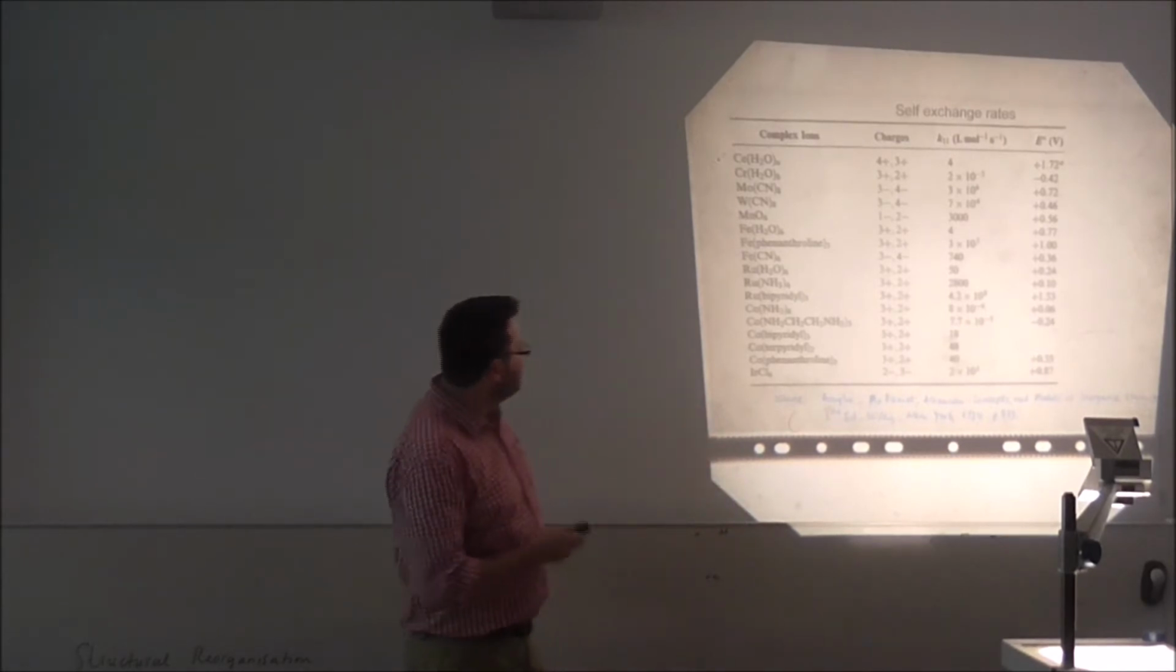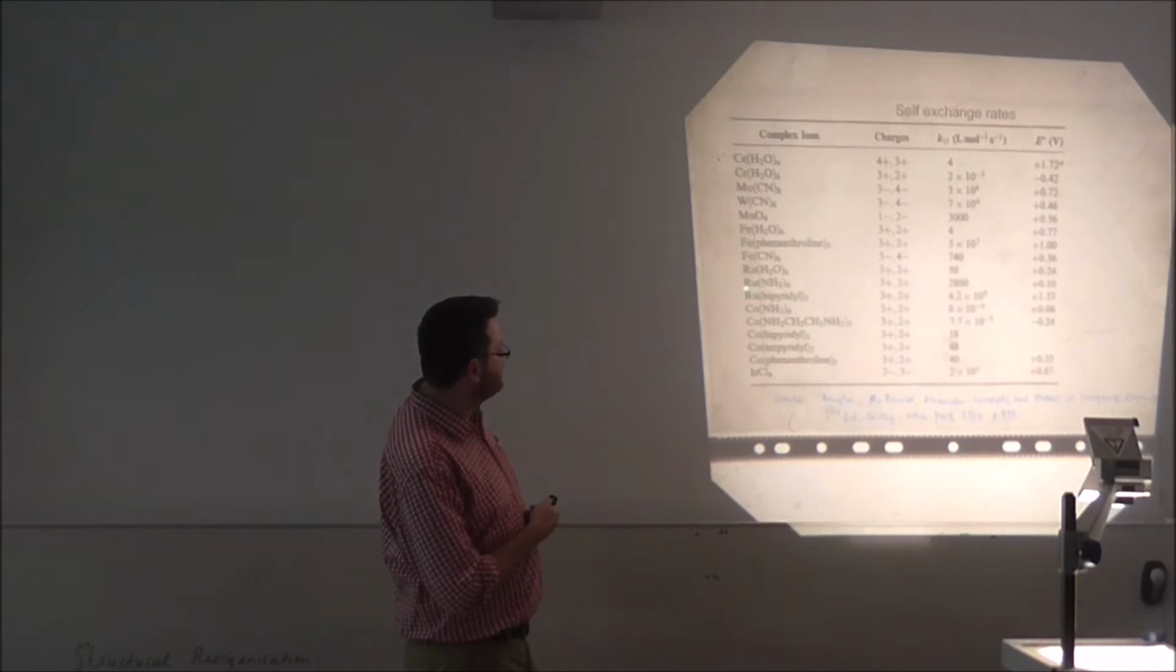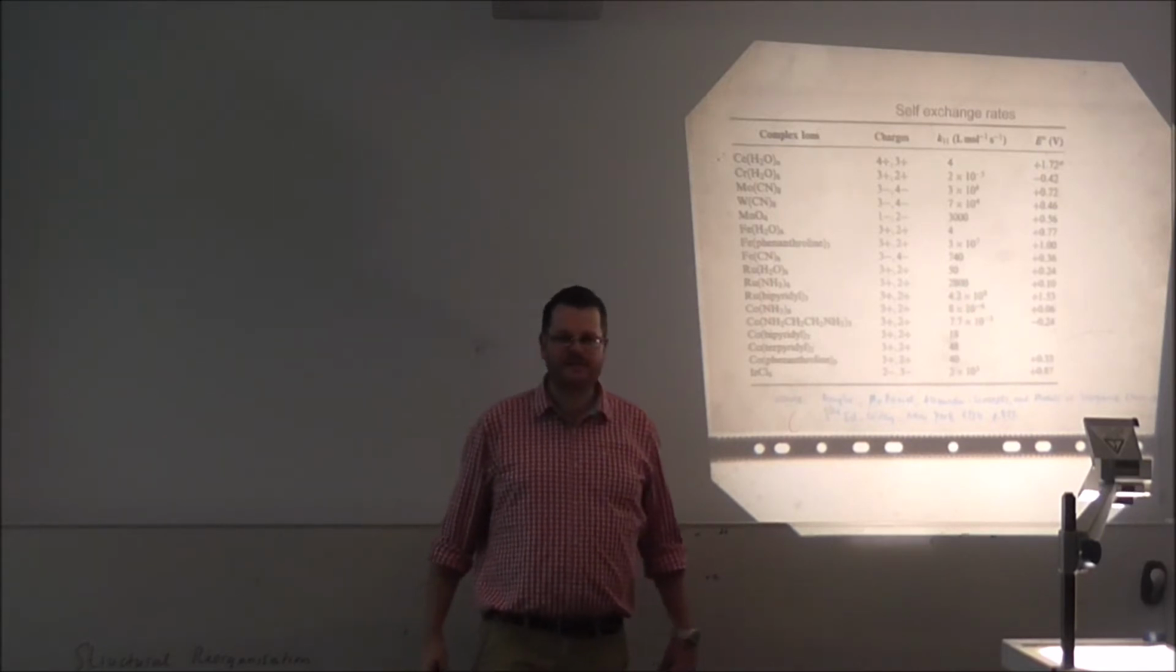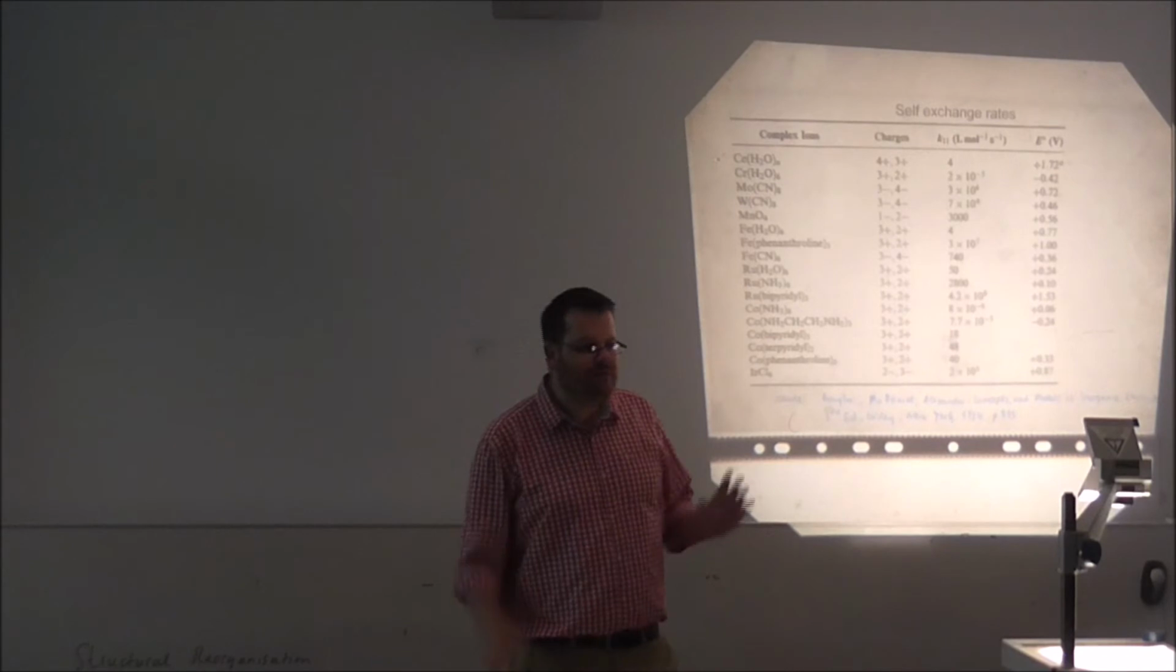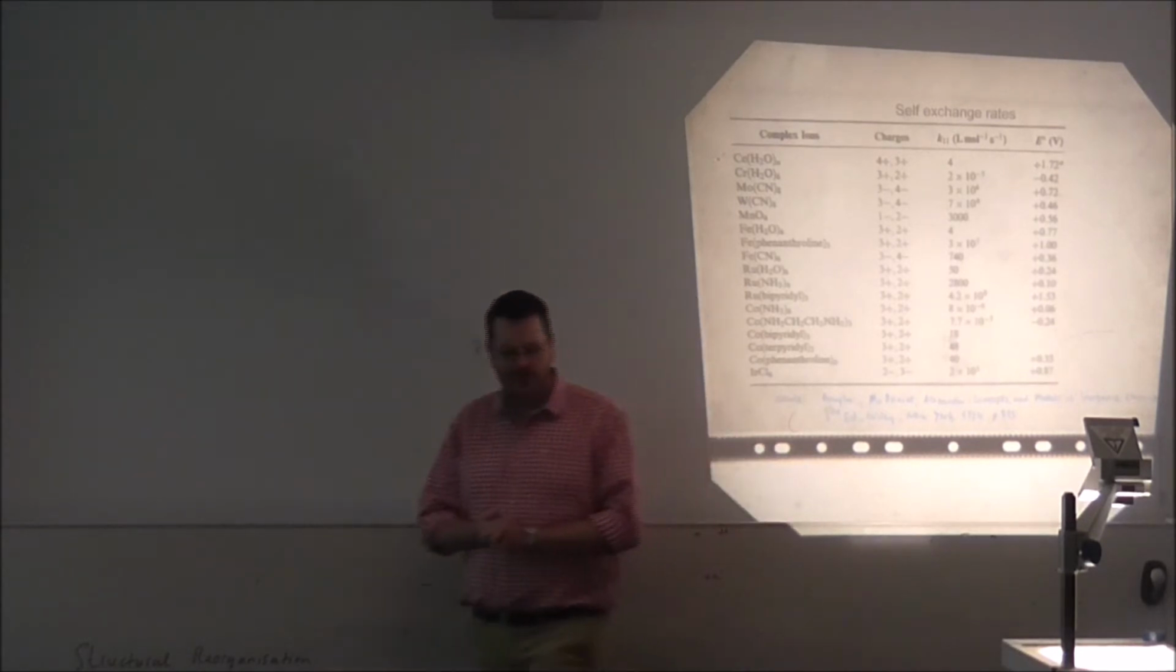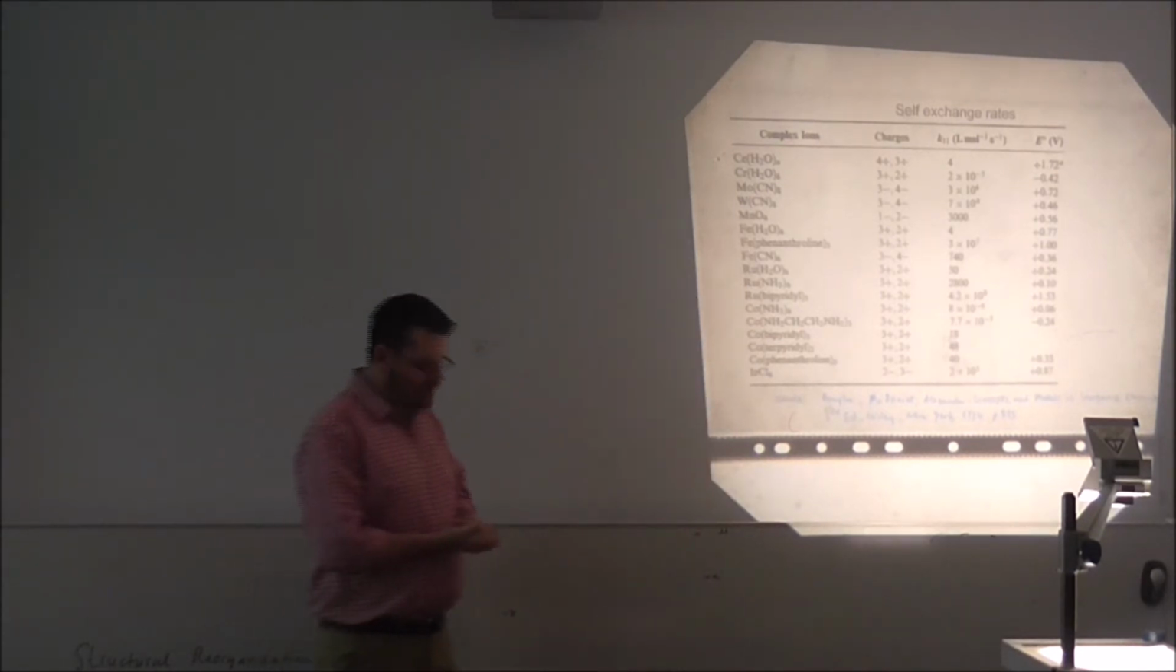Let's take this ruthenium hexaammine, and let's take the cobalt. I mean, look at that. That's a dramatic difference. 7 orders of magnitude. 6, 7, 8 more. These are big differences. Why? Well, let's think about it.